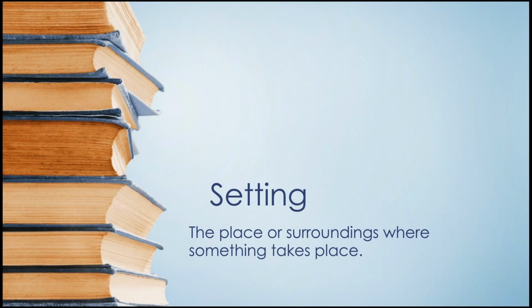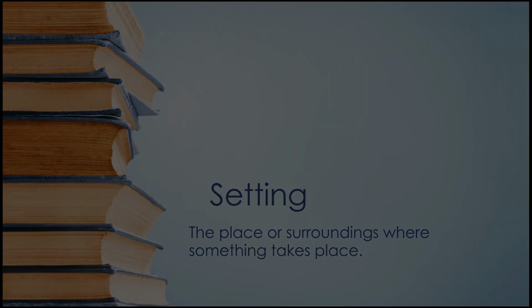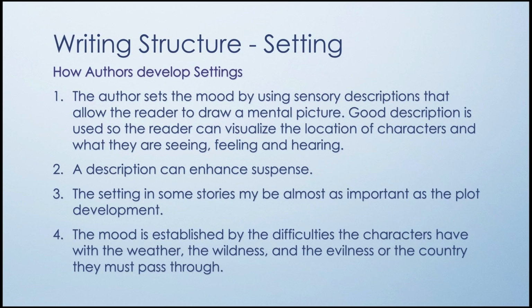The place or surroundings where something takes place. Writing structure: setting. How authors develop setting. 1. The author sets the mood by using sensory descriptions that allow the reader to draw a mental picture. A good description is used so the reader can visualize the location of the characters and what they are seeing, feeling, and hearing.